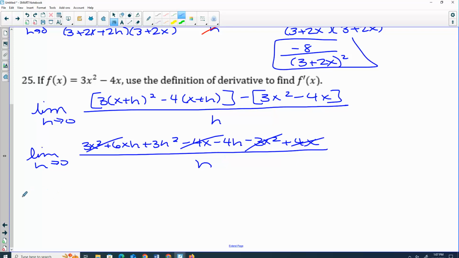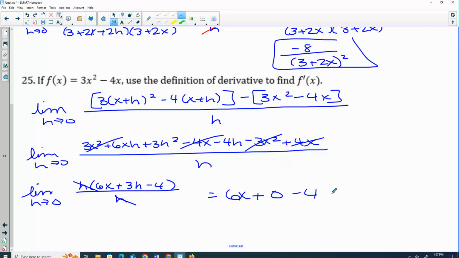Cancel. Okay, so what we see is that everything left has an h in it, so you could essentially take that out. So then my h's drop. Plug in 0 for your h, you get 6x plus 0 minus 4, or 6x minus 4.